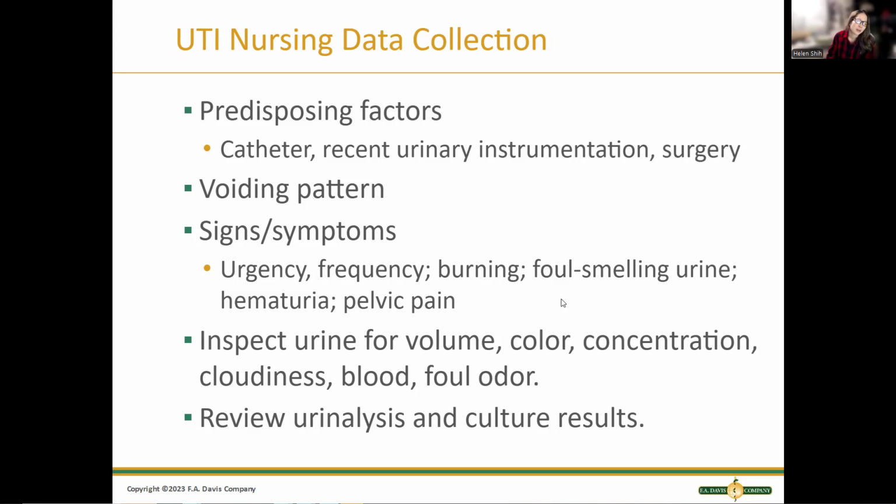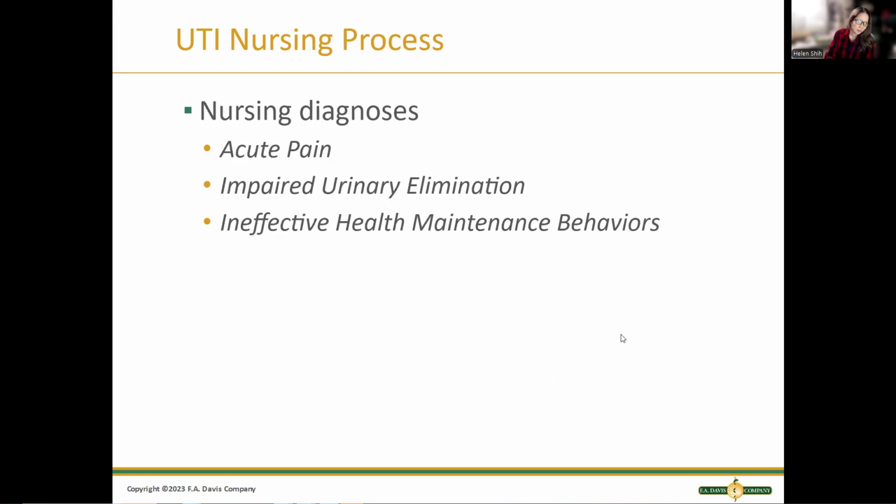And then we're going to inspect the urine for volume, color, concentration, cloudiness, blood, and foul odor, because these are some of the signs and symptoms of a UTI that's active. And then we can also review the urinalysis and culture results to see if there was presence of bacteria in there. The nursing diagnoses are acute pain, impaired urinary elimination, and ineffective health maintenance behaviors.